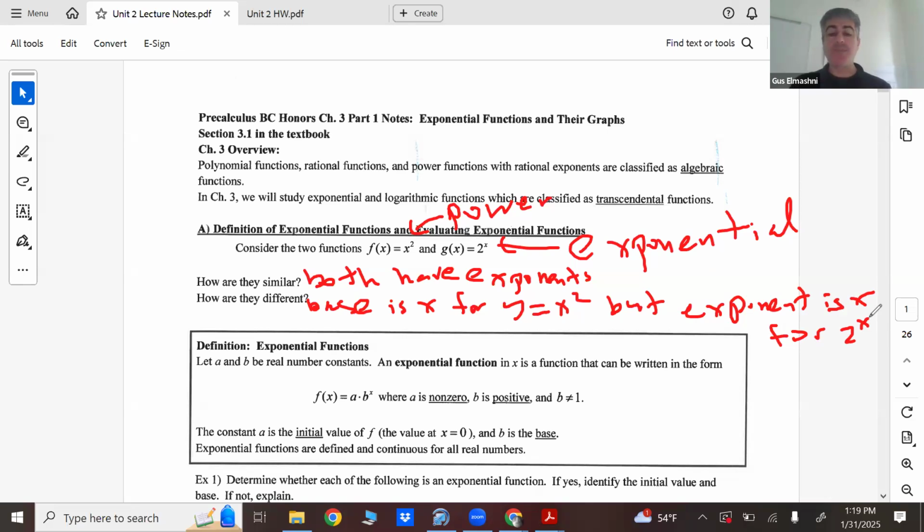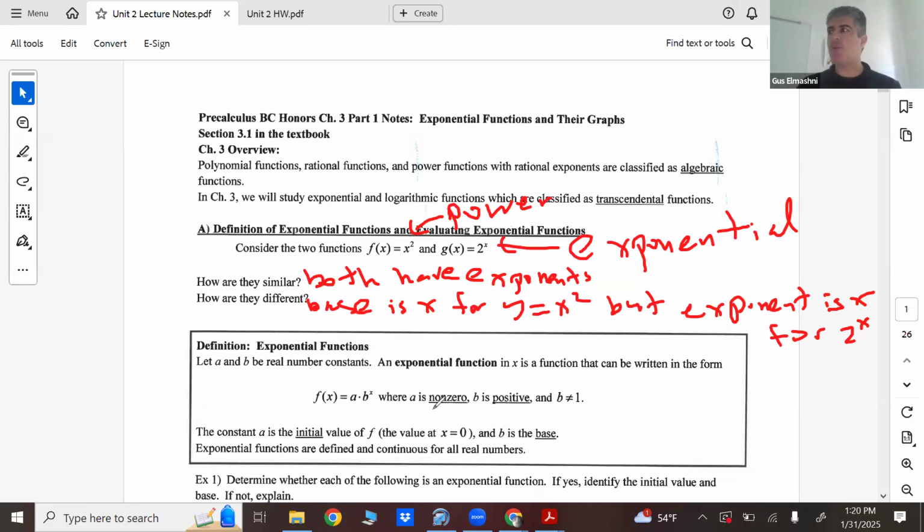What's the definition of an exponential function? Right there. A represents the initial value, B represents your base. B could also be thought of as the growth factor or the decay factor. Why do I use those words, growth or decay? Growth obviously means you're growing, going up. Decay means you're going down.